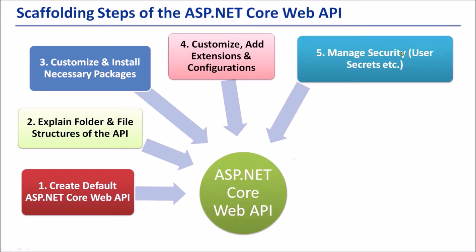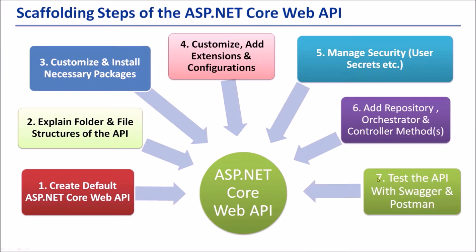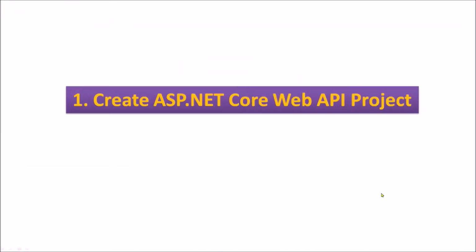Fifth, manage security, especially user secrets, etc. Sixth, add repository, orchestrator, and controller methods. Finally, seventh, test the API with Swagger and the Postman.